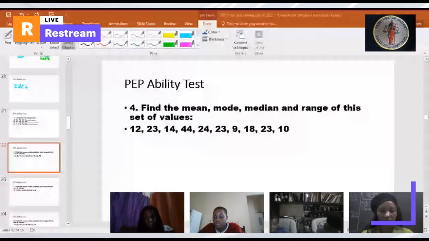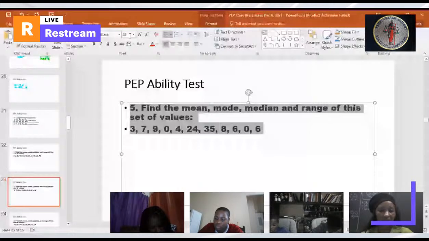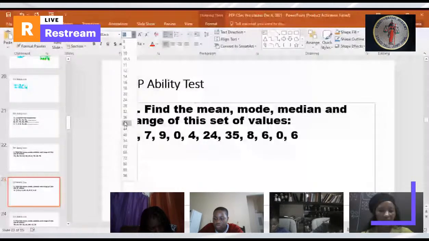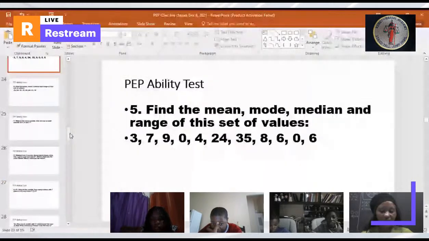We have two more of this type of question. I'm going to enlarge it for those who are having a little difficulty seeing. Hopefully that helps. So find the median and range. In the chat, can you see it?